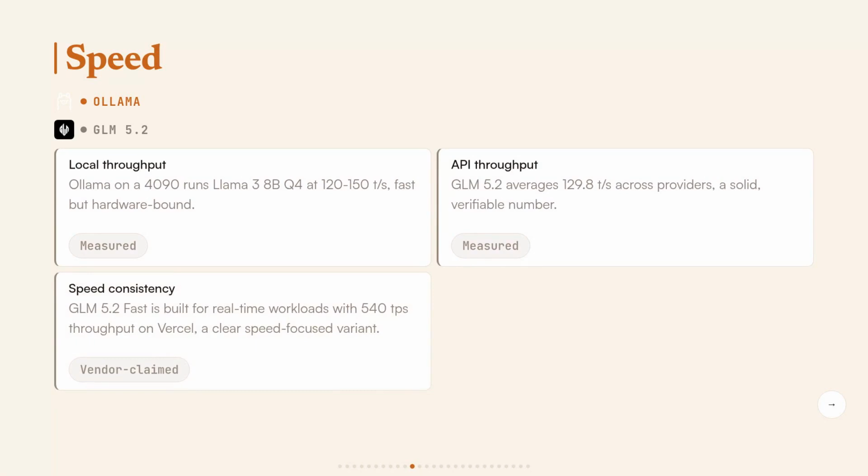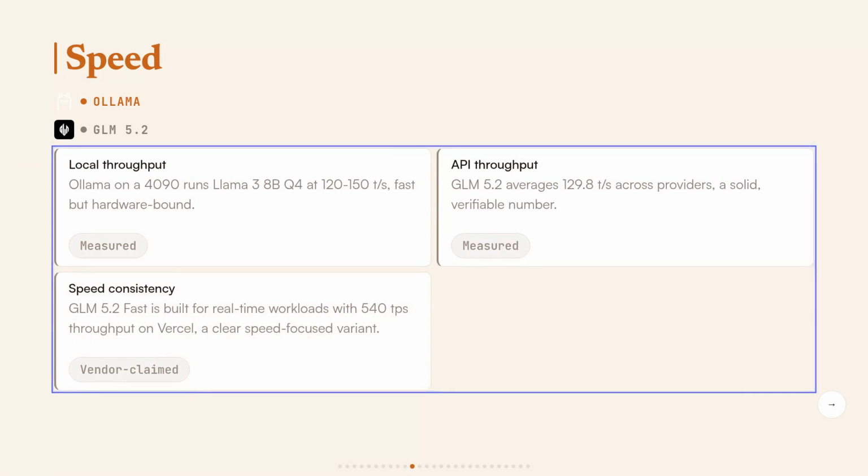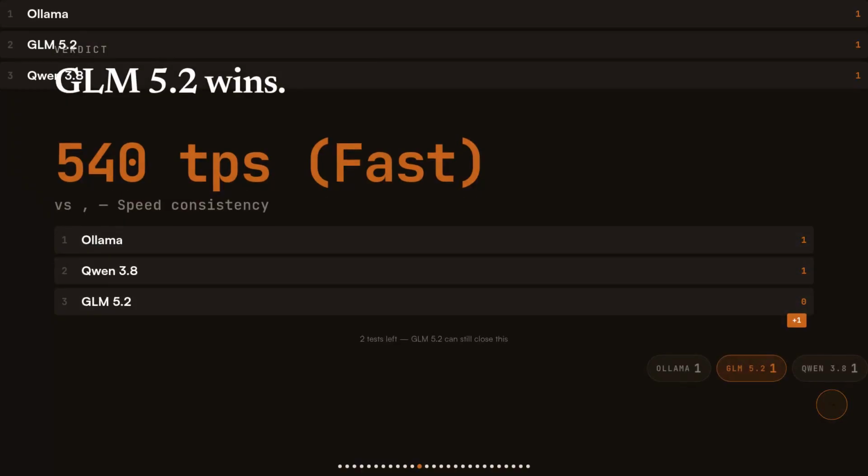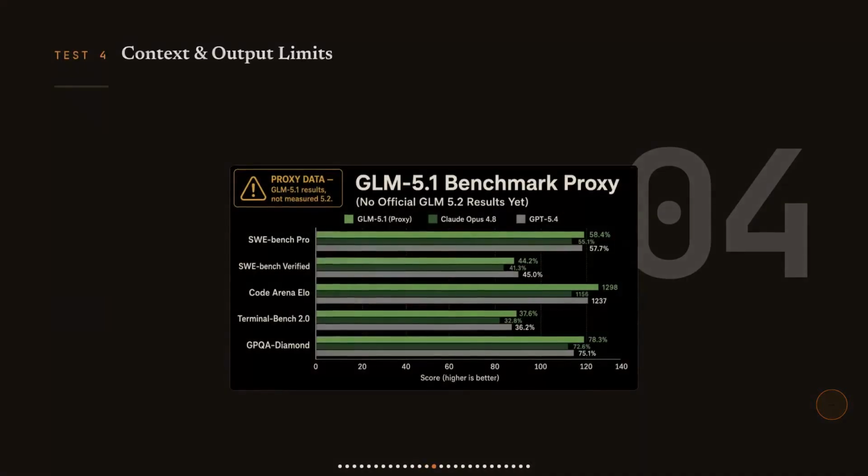GLM 5.2 takes this test on the strength of a verified, provider-measured number that neither of the other two can match. That's a real, verifiable figure, and it edges out Ollama's local ceiling even before you factor in GLM 5.2 Fast, a speed-tuned variant that Vercel lists at 540 tokens per second, though that number is vendor-claimed. Stick with me because the last 4 tests are where this decision actually flips.